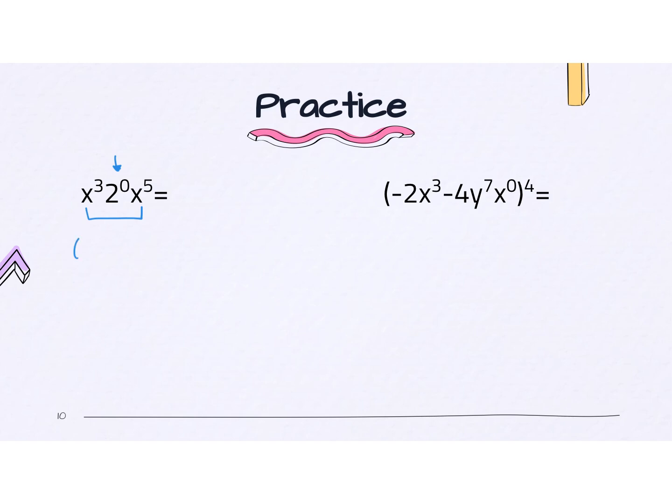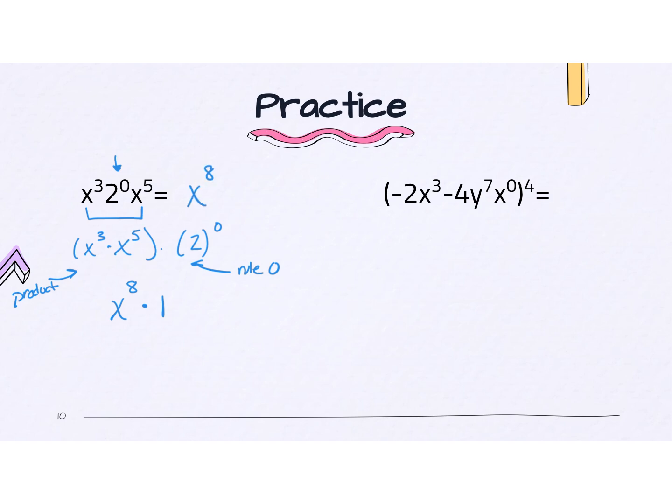So I'm going to combine my x's together. X to the power of 3, x to the power of 5, and then I have 2 to the power of 0. This, ladies and gentlemen, is the product rule, and this is the rule of 0. Just so you understand what they are. The product rule states we keep the base and we add the exponents. And then 2 to the power of 0 is 1. So the solution to this would be x to the power of 8.